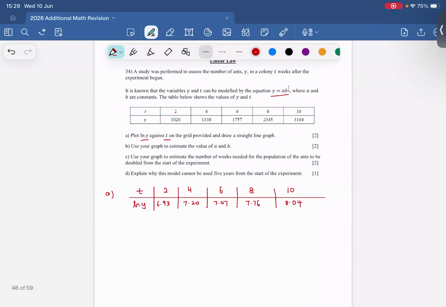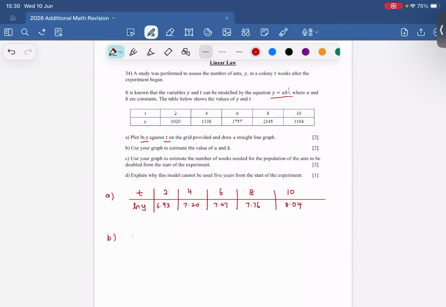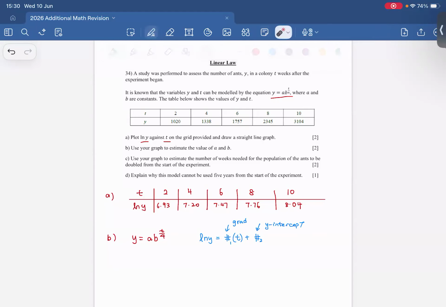So you can see that this equation will give you that line. However, this equation is not in the form of. Now you need to change your equation into this form: ln y equal to a number multiplied by t plus another number. This number here is your gradient. This number here is your y-intercept. So you can see that this equation here is not that form yet. So we need to change into this form.